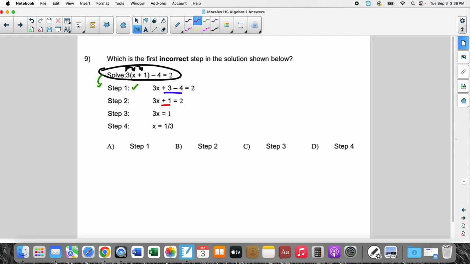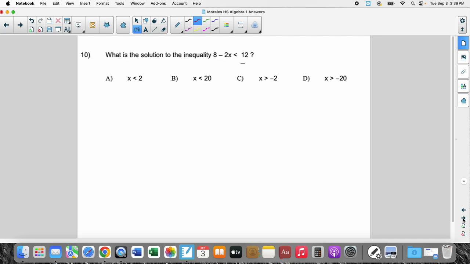So I found my mistake. So where's the mistake, which is the first incorrect step? Is going to be step 2 is incorrect. That should be a negative 1. All right, that's pretty easy.